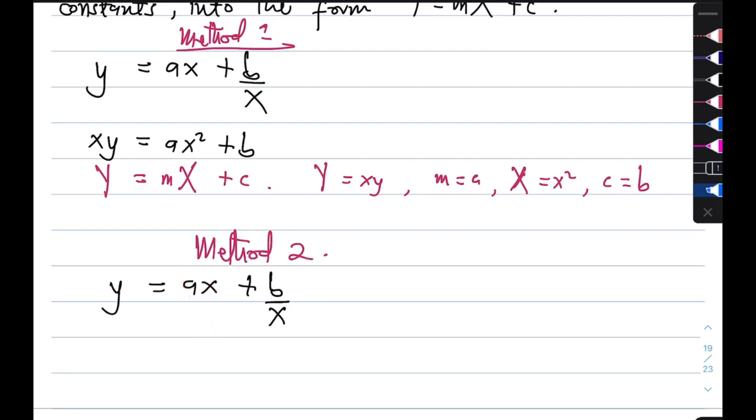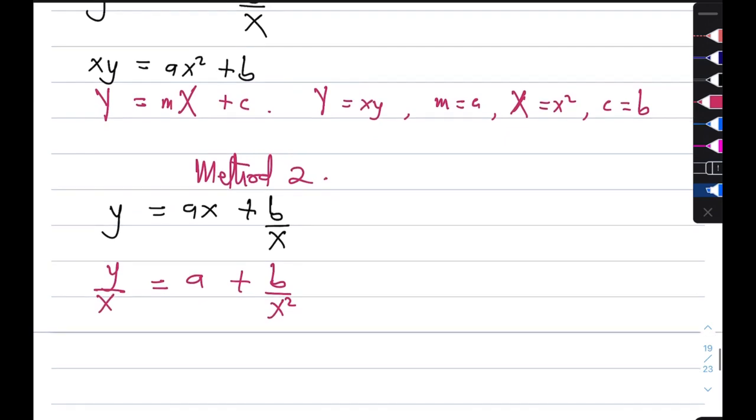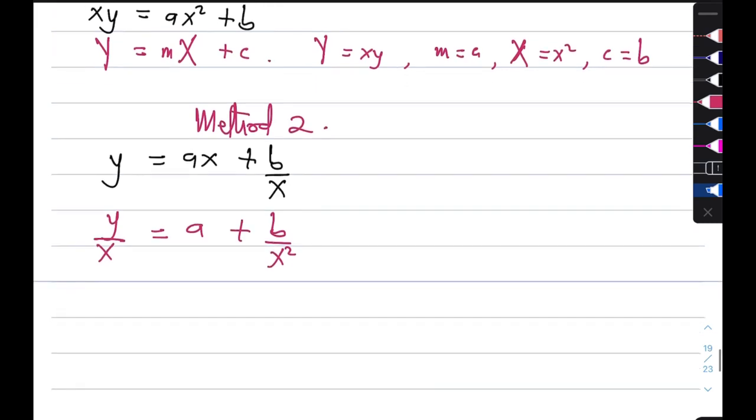What if we want to do that? Well, you are allowed to do that. So we will have y over x is equal to a plus b over x squared, okay? Now, in this case, you have a constant. You have achieved a constant. So that's the point. Try and get a constant from the nonlinear equation that you've been given. Once you do get a constant, it's easy.